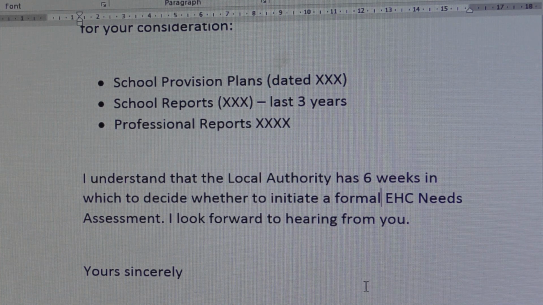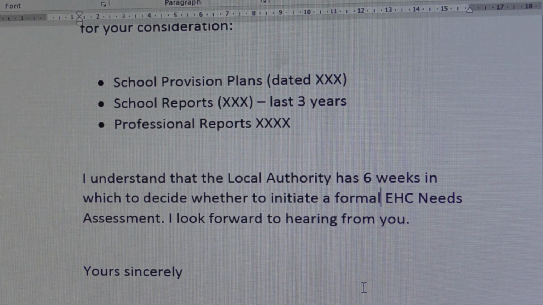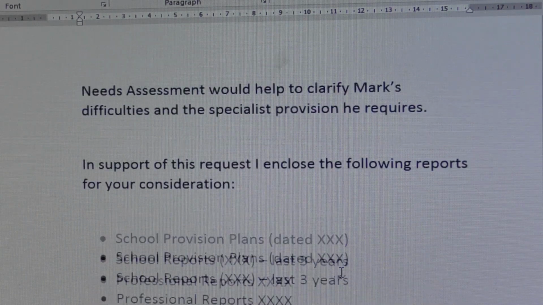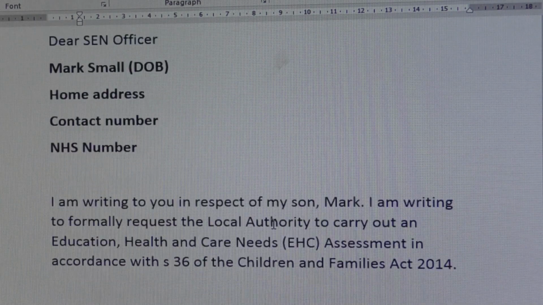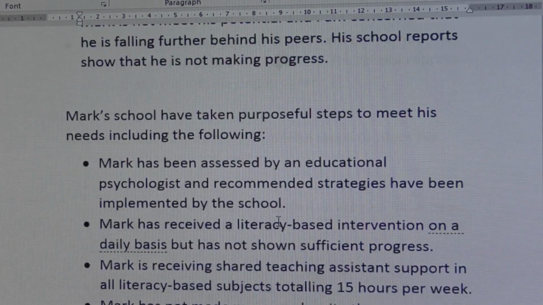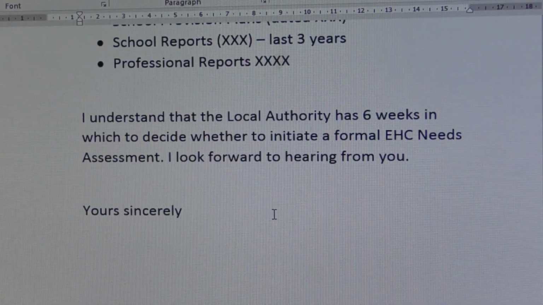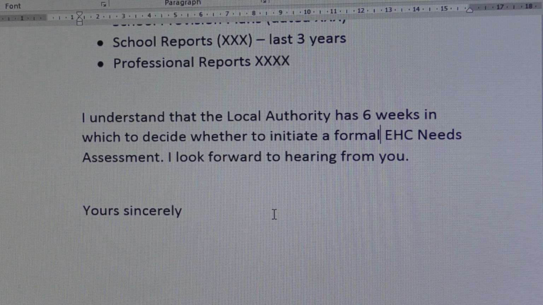That's it. So this is a very, very basic request for an EHC needs assessment, but it does what it needs to do. So that is it. That's what you need to do to kick off the EHC needs assessment process. It's very straightforward. It shouldn't take you too long, and it most definitely shouldn't cost you a lot of money. If you feel that you need support to do the request, then by all means access that support, but it shouldn't be an expensive process.